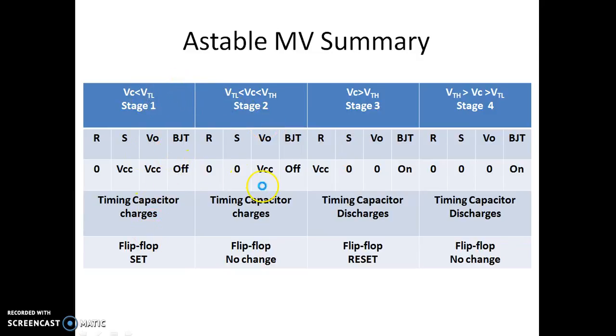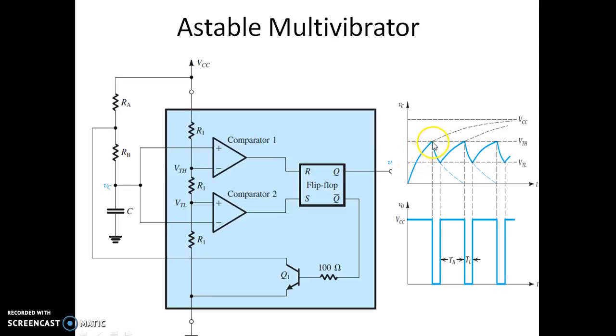Likewise, as the capacitor keeps on charging and discharging, the output will be switching from VCC to 0 and 0 to VCC. When the capacitor voltage exceeds VTH, it goes to 0. Whenever it goes below VTL, it goes to the high state.